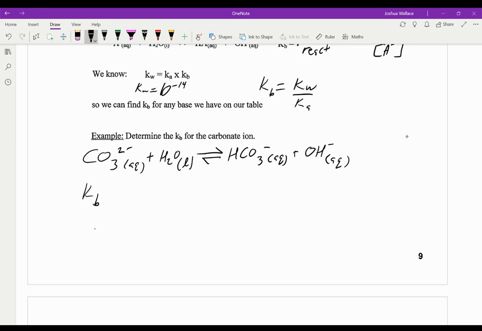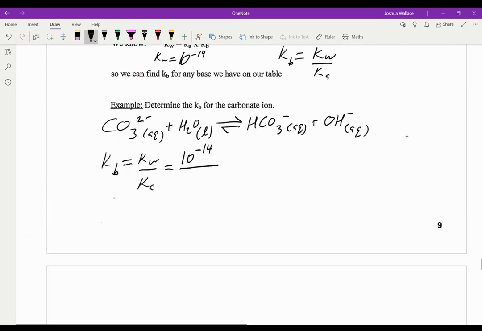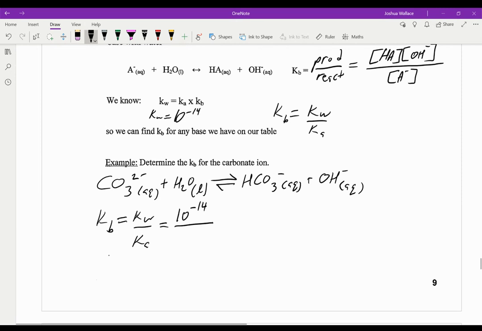So we had up here, Kb is Kw over Ka, and we know Kw is 10 to the negative 14, over my Ka, which I have to get from my data book. Now, when I look inside my data book, what I see is that it's going to be towards the bottom. I have HCO3 minus on the left side. I have CO3 2 minus on the right side. When we look at the acid ionization constant, we go from the acid formula to the conjugate base formula.